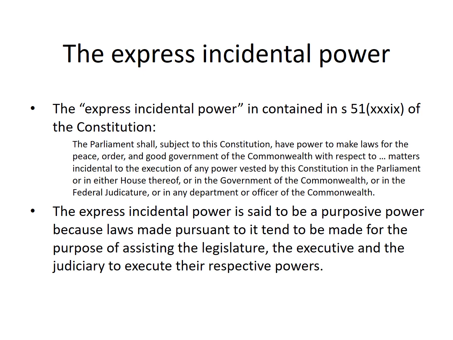This section contains one of the most important powers in the entire Constitution. It empowers the Commonwealth Parliament to make laws that carry the Constitution itself into effect. It is the power that, for example, empowers the Commonwealth Parliament to create federal courts. This is incidental to section 71 of the Constitution, which provides the judicial power of the Commonwealth shall be vested in a federal Supreme Court, to be called the High Court of Australia, and in such other federal courts as the Parliament creates. The express incidental power is said to be a purposive power because laws made pursuant to it tend to be made for the purpose of assisting the legislature, the executive, and the judiciary to execute their respective powers.